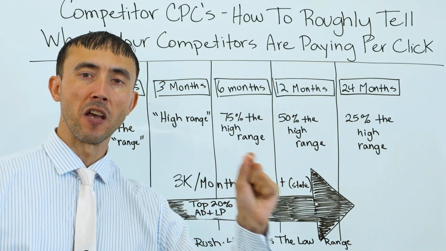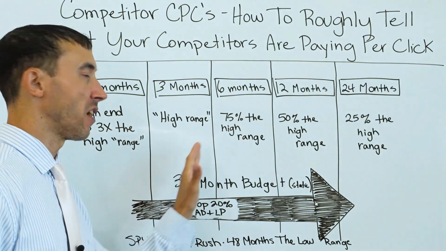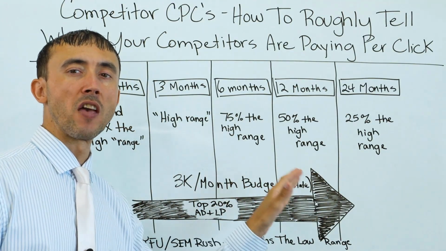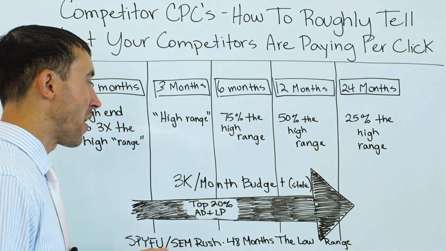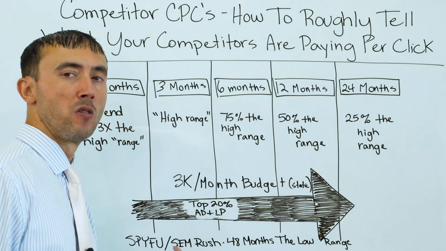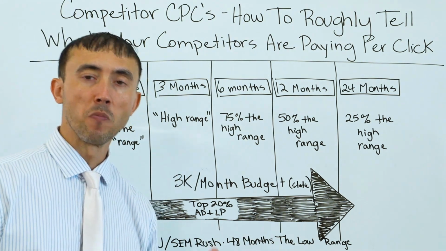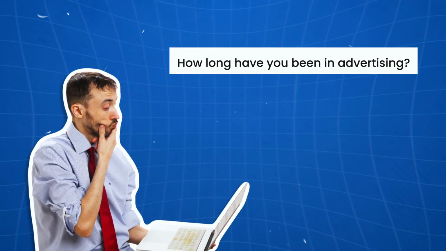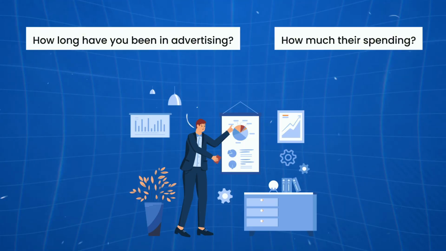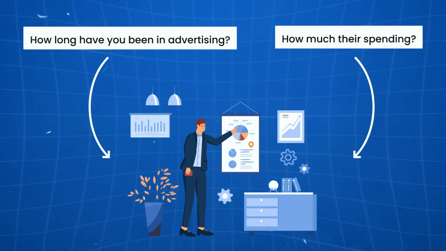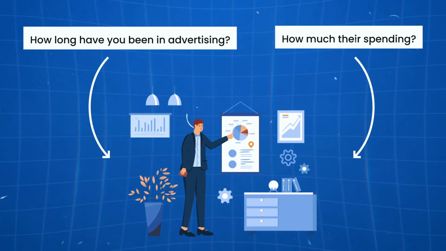ultimately what your competitor is paying per click will vary based upon how long they've been advertising as a company. And this is actually where the competitive softwares, SpyFu and SEMrush, come in handy and are going to be able to tell you how long they've been advertising. Also, how much they're spending. Both of which, by the way, are going to give you a guide to tell you roughly what your competitors are paying per click.